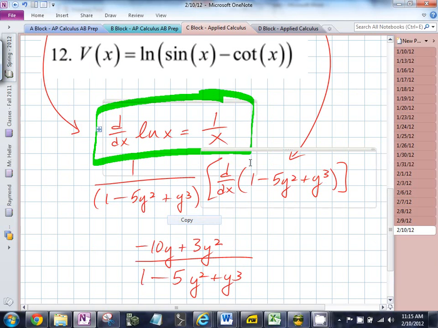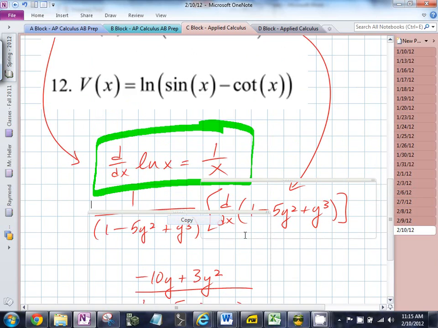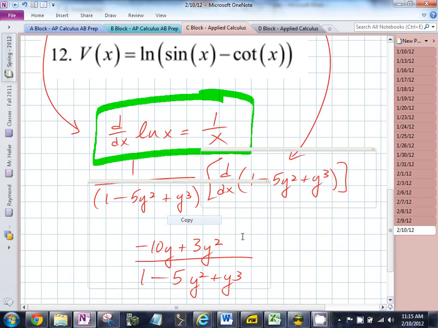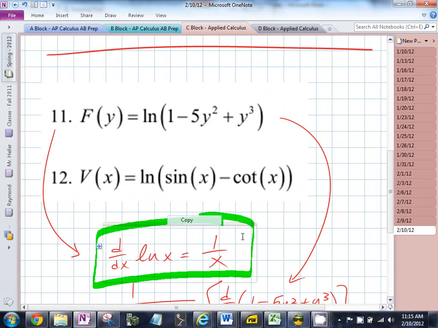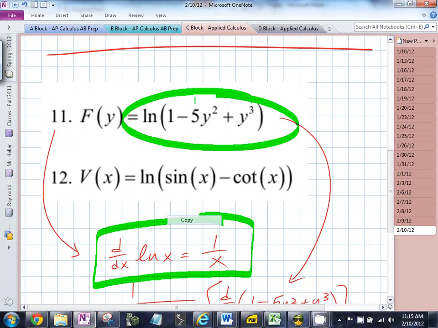Do you have to use the chain rule? Yes, you have to use the chain rule in this one. There is no product here. There is no multiplication going on right here. That is the natural log of that function. Okay, yeah, it makes sense. Got it? Yep. Okay, so let's talk about the next one.